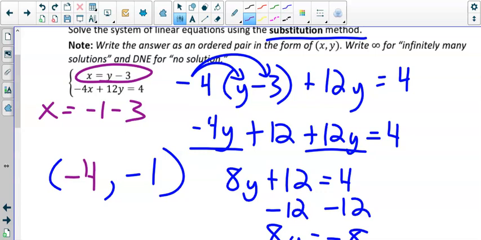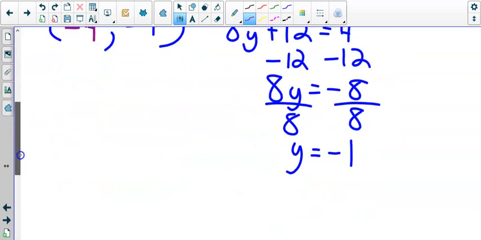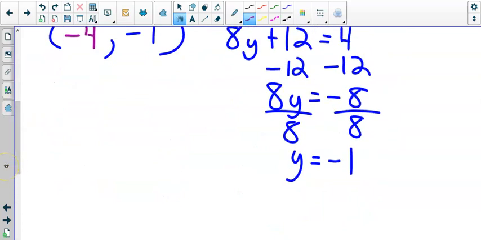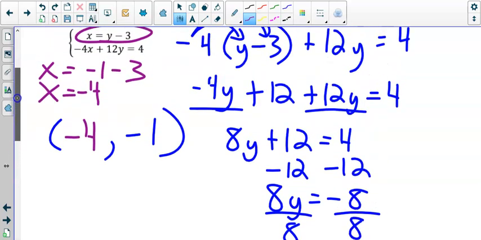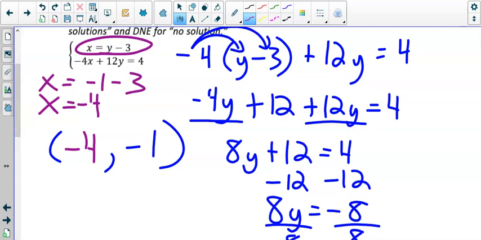No, it's not based on the smallest first. It's based on the fact that this was x, which was negative 4, and the y was negative 1, because points are written as x comma y. And then all we did was plug it back into one of those equations. Didn't matter which one.